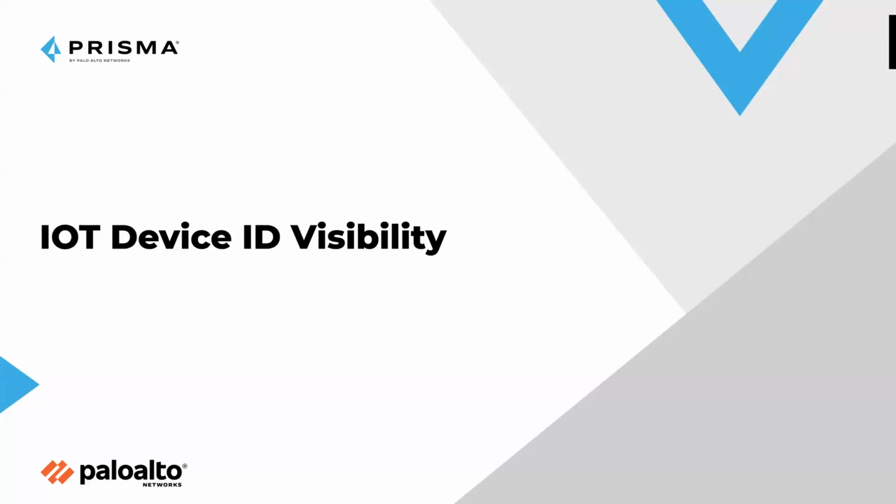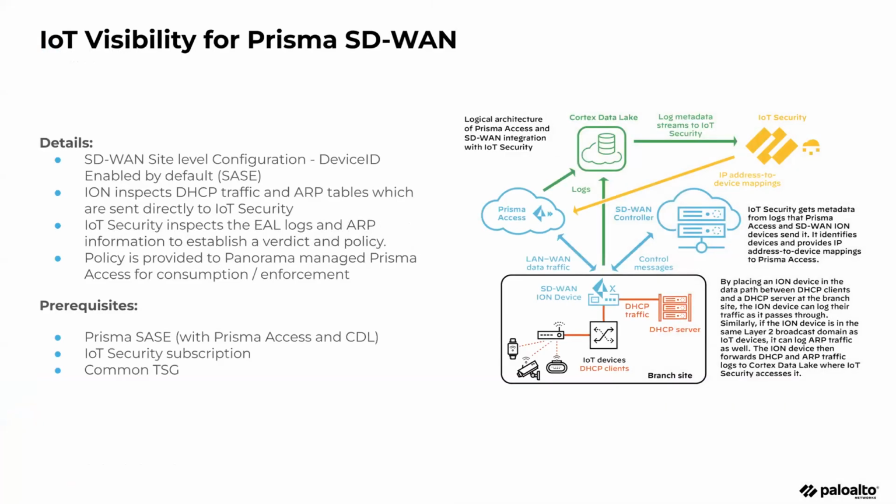IoT device ID. The IoT device ID security service is one of our cloud delivered security subscriptions. And at a high level, it gives a level of intelligence about the device. So we talked about user-centric policy constructs and now device-centric. Devices, of course, can come in from multiple entry points. They can come in from a data center, come in from a branch. They can come in through a mobile user gateway in Prisma Access.